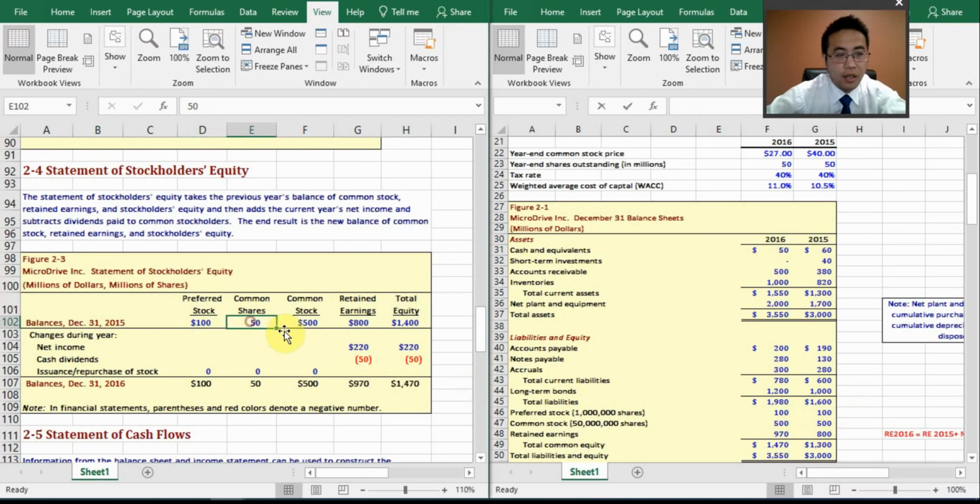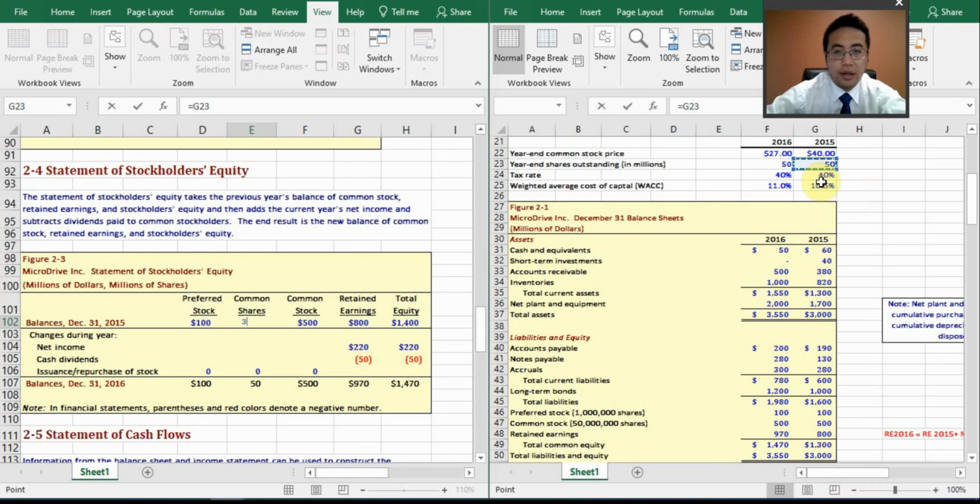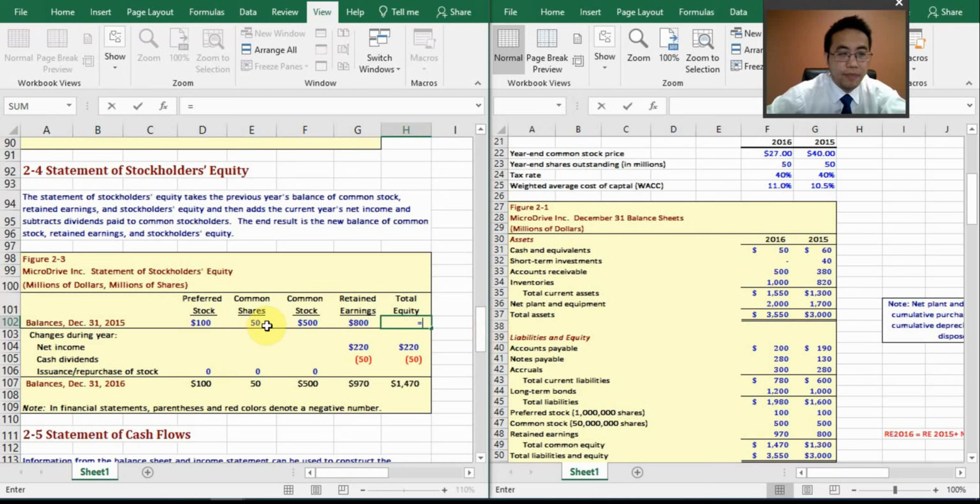Then hit enter. And then for common shares, it is right here. Okay, it's given information. And for common stock, it is still in the balance sheet. You just pick the number from the balance sheet. And retained earnings, again, it's from the balance sheet. Just link it. And for total equity, you're going to use a summation of all of them. Actually, it's not a summation of all of them because the common shares should not be added in there. So I will just add preferred stock plus common stock plus retained earnings.